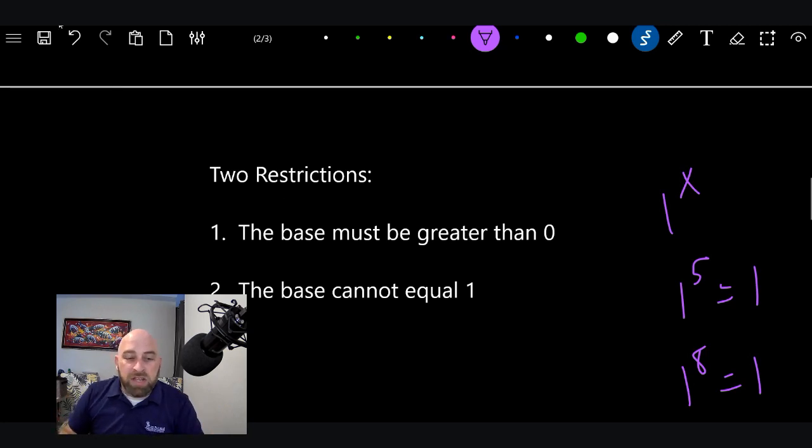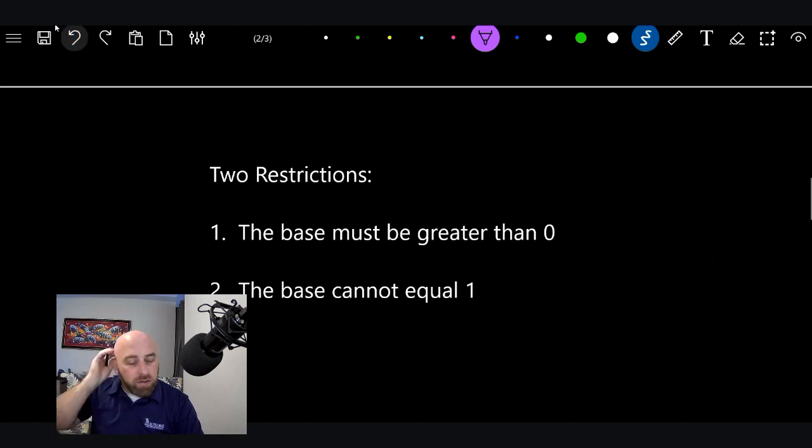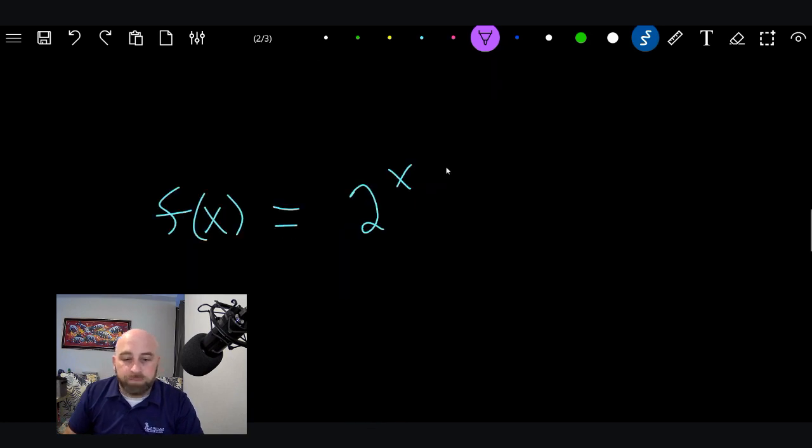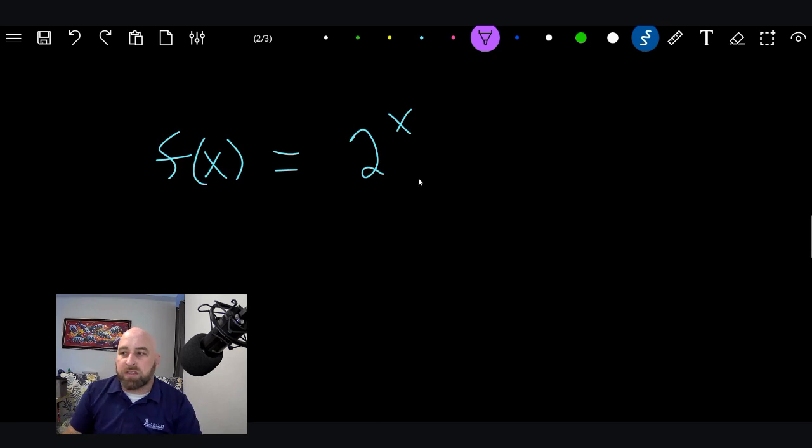So those are two restrictions that we're going to put on this. That way you know that these are always going to give you a valid answer. Again, at least in this lesson. As we continue, sometimes they might break those rules and give you things that you have to solve a little bit further. But for right now, those are the two restrictions we're going to put on these. So the base must be greater than 0, no negative numbers, and the base cannot equal 1. All right, let's work one of these out. Let's see what we got here. So let's take a look at this.